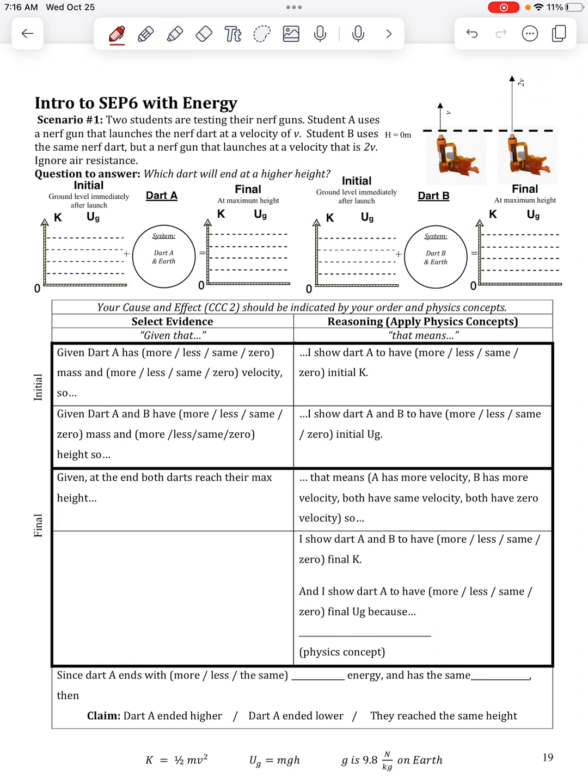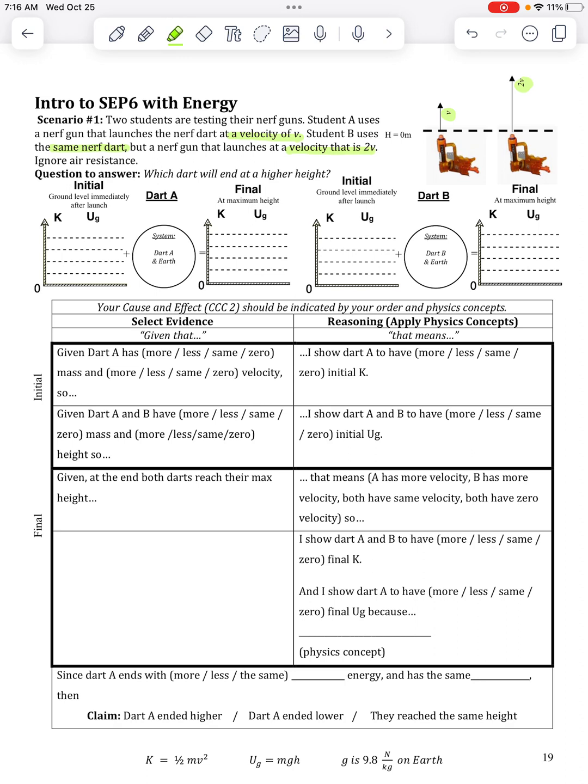So we have a scenario. It says two students are testing their Nerf guns. Student A uses a Nerf gun that launches the Nerf dart at a velocity of v, so I'm going to highlight that. Student B uses the same Nerf dart, so that's also important, but a Nerf gun that launches it at a velocity that is 2v. So that's what this picture over here is showing you to the right. One has a velocity of v, the other has a velocity of 2v.